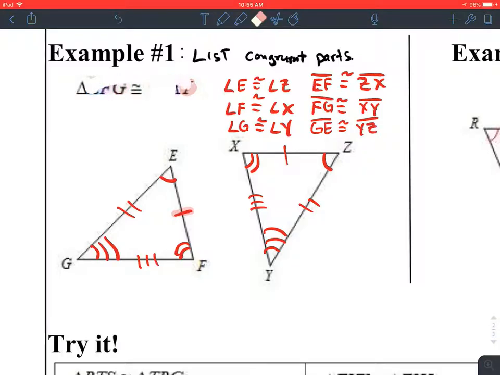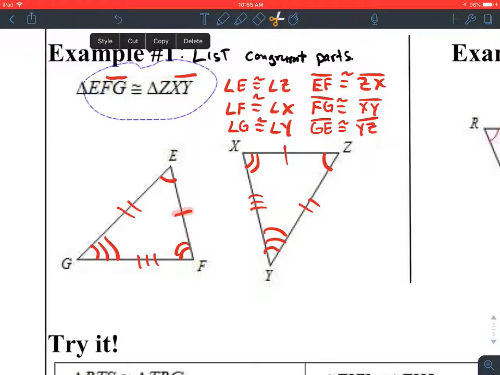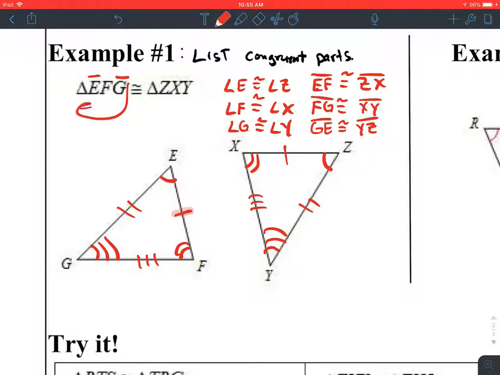That last one's a little strange if you're looking at the congruent statement, because I went EF is congruent to ZX, that's the first thing I did. Then I went segment FG is congruent to segment XY. Then for the last one I have to go GE because it kind of wraps around here. And then it's going to be YZ because it wraps around here.